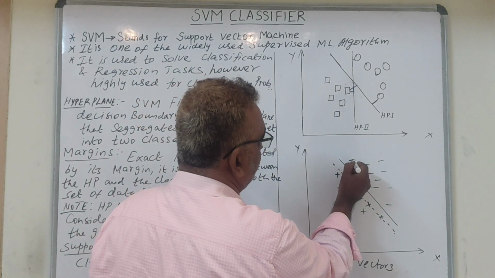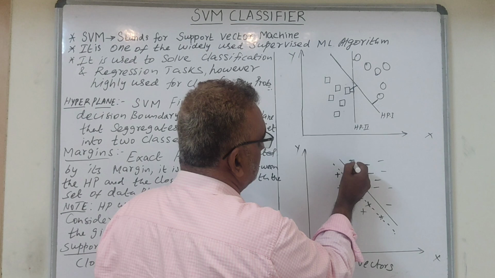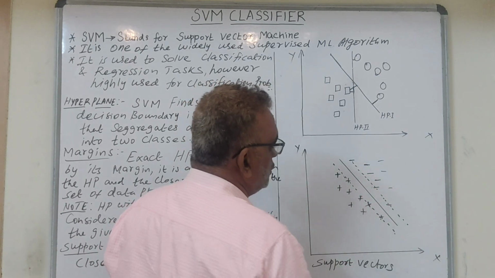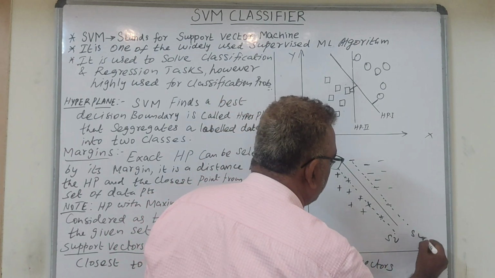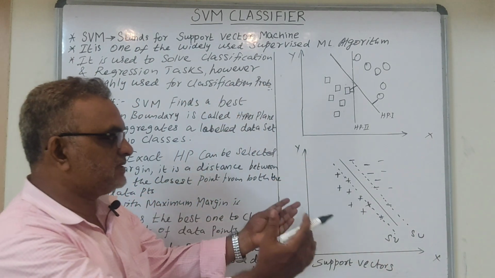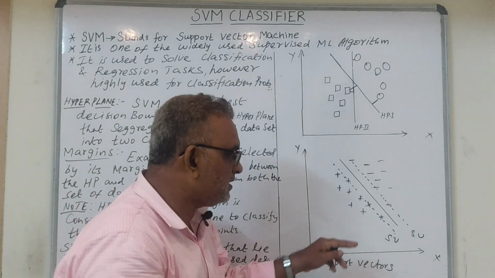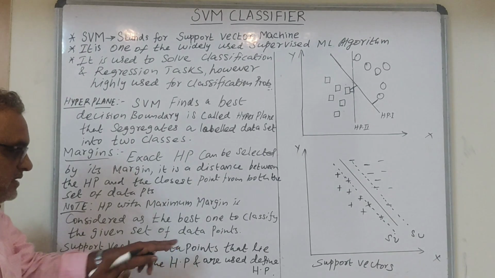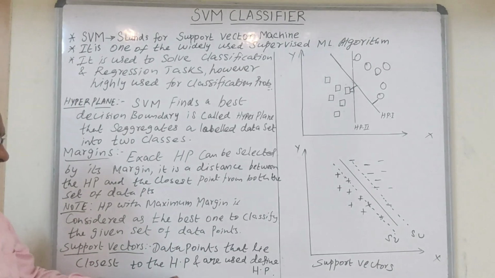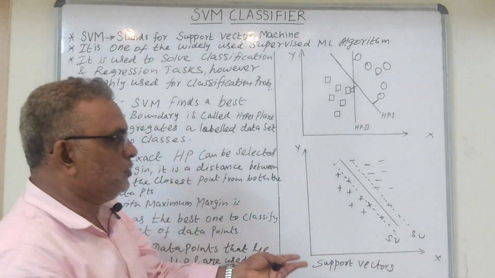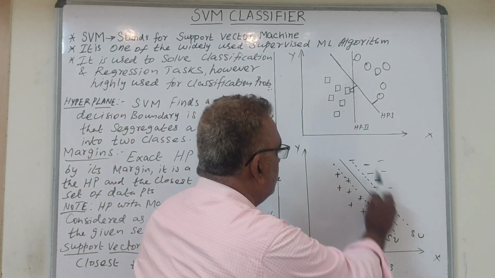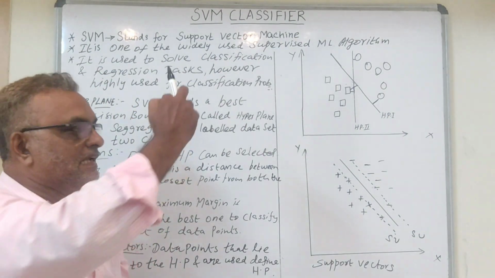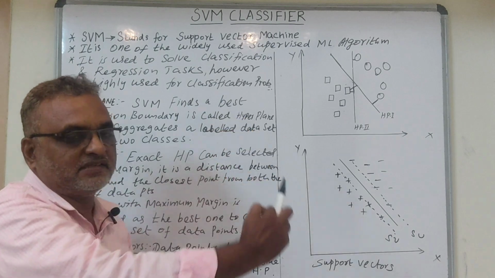Similarly, this is a point which is close to the hyperplane, and this is another point close to the hyperplane, and another point close to the hyperplane. So these are the support vectors. On either side we have to consider the closest data points, which are used to define the hyperplane. Only because of the support vectors are we able to define this hyperplane. It is a decision boundary, or you can say that it is a straight line.